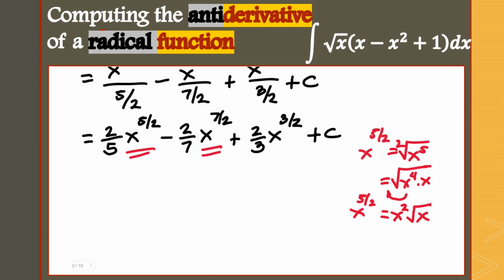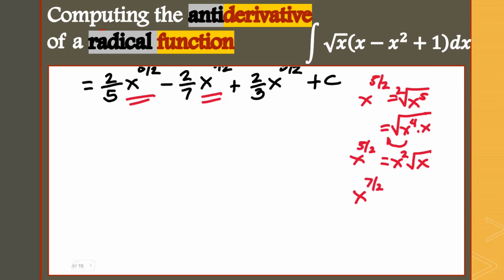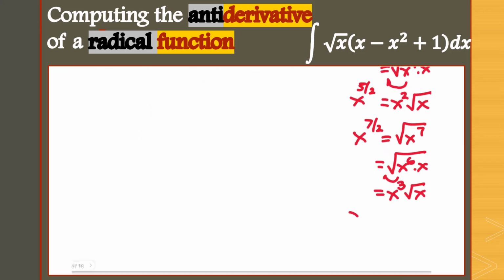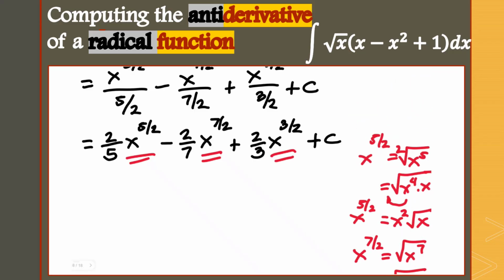For 7 halves, we can also have here x to the power of 7 halves, which is equal to the square root of x to the power of 7. So still exceeding 2, so you will have here x to the power of 6 times x, because we need the exponent to be divisible by the index. So as we take that out, that's x cubed square root of x. And then for your 3 halves, x to the power of 3 halves is equal to the square root of x cubed, which would then be square root of x squared times x, which is just x square root of x. Okay, so these are the final forms of these expressions with fractional exponents.